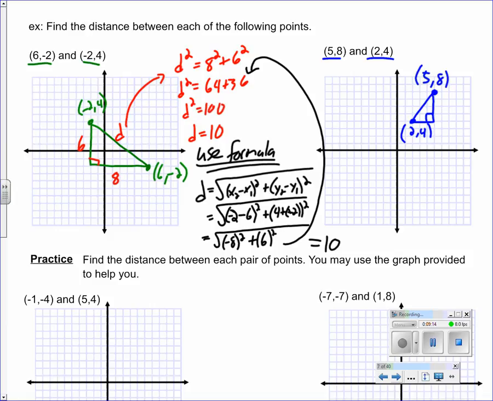And look at the length of the legs from 2 to 5. This one is 3. 4 up to 8, this one is 4. And this is our missing distance here, d. So d squared equals 3 squared plus 4 squared. 3 squared is 9, 4 squared is 16. D squared is 25. So our distance is 5.